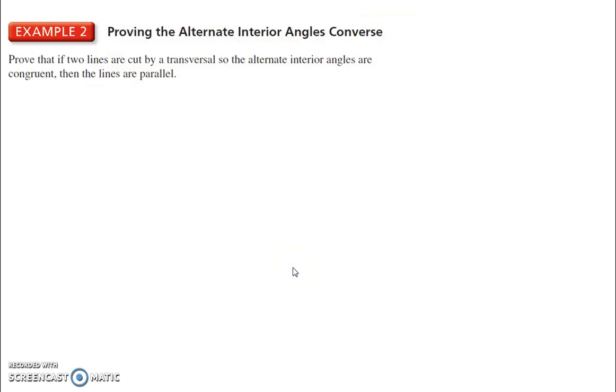Alright, proving alternate interior angles converse. So, to prove that if two lines are cut by a transversal, so the alternate interior angles are congruent, then the lines are parallel, I would recommend that you always first draw a diagram to make sure you know what we're talking about. Okay, alternate interior angles are congruent. Alright, so that would be 4 and 5 in this diagram.